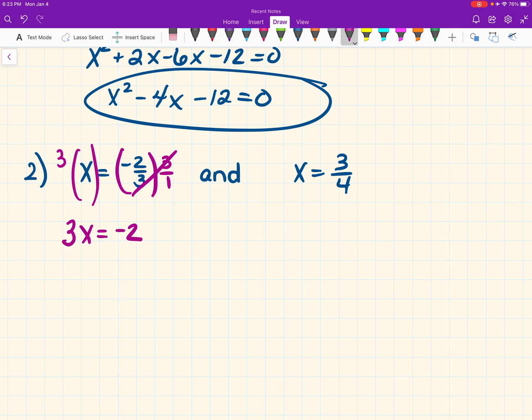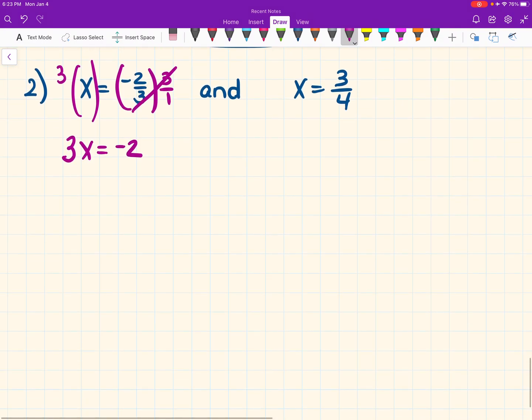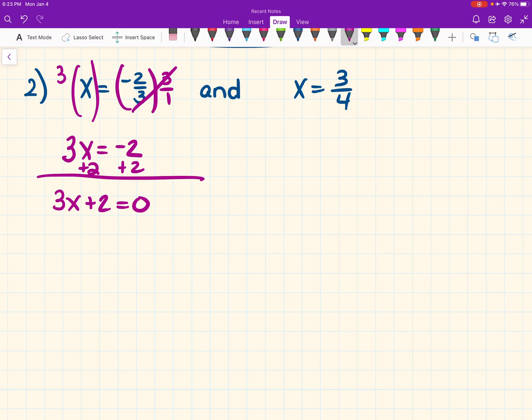So this is a quick, easy way of taking care of your fraction. And again, remember, we're working backwards, so we want it equal to 0. So we're just going to add 2 to both sides. So now we have 3x plus 2 is equal to 0. See, it's not overly complicated. You just got to think about it for a minute.